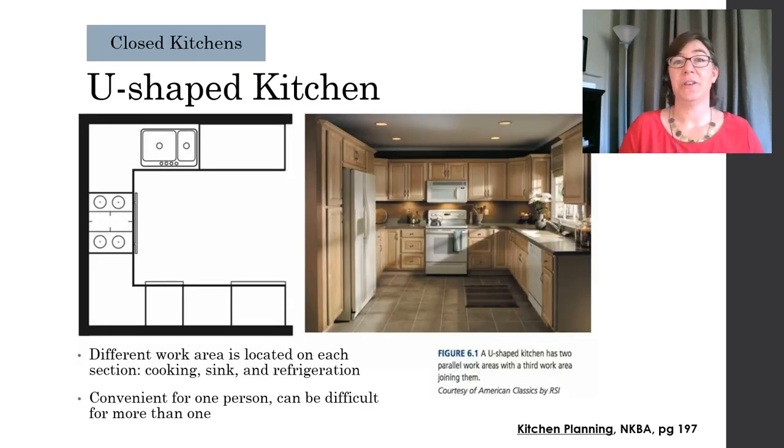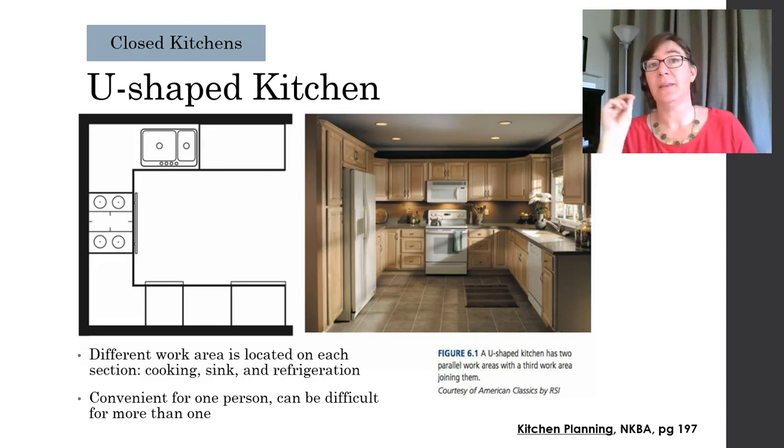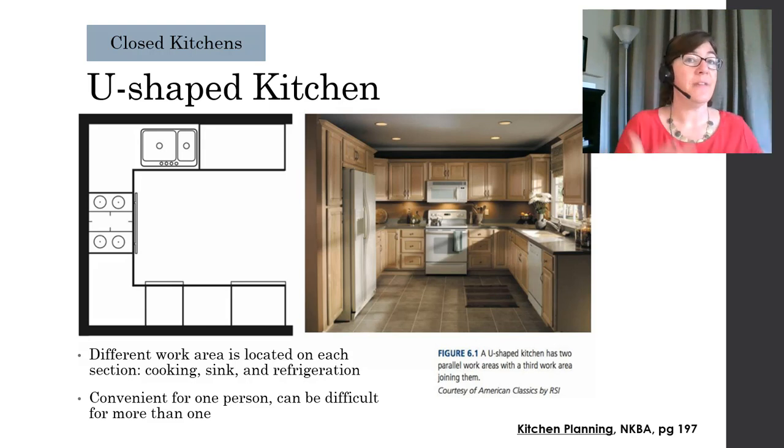Our first closed kitchen to talk about is a U-shaped kitchen. And yes, it is called a U because it is literally three sides. On each of these three sides, you have a different work center: your cooking center, your sink center, your refrigeration center. They're on different walls of the kitchen. This is a pretty convenient layout for one person. It can be difficult to use for more than one because you would be constantly crossing each other.